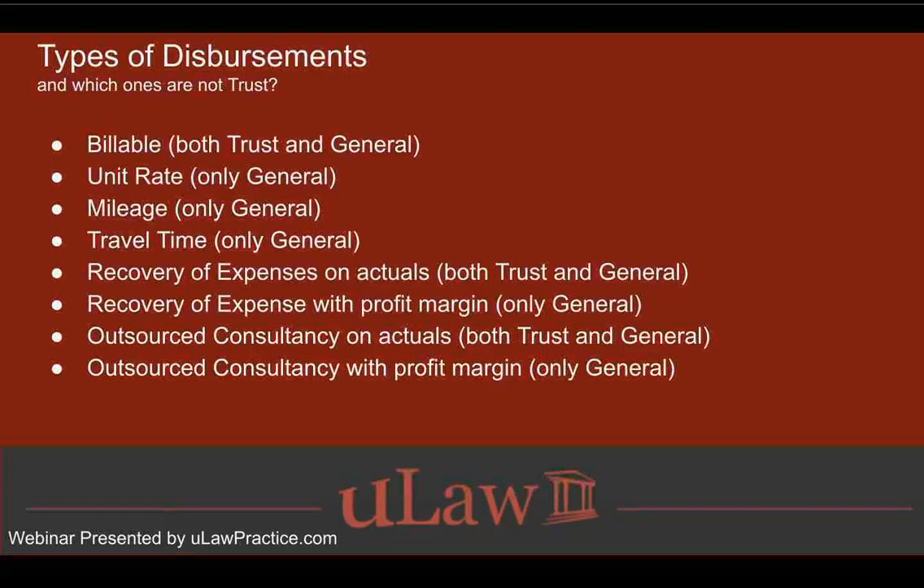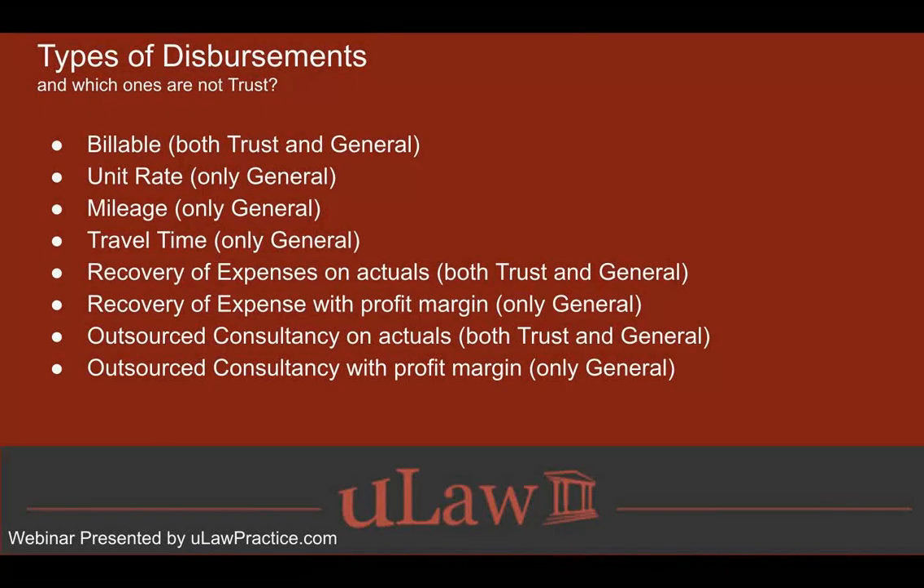But just to understand what are the basics, right? Like you have disbursements that are billable of nature. That could be a consultant fee, or that could be any other billables like a courier or a translator fee or something of that sort, right? That could be actuals, that could be with profit margin nature. So you can decide relatively whether trust or general to use.